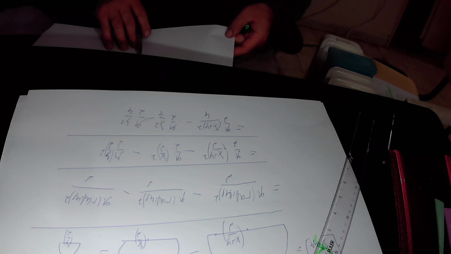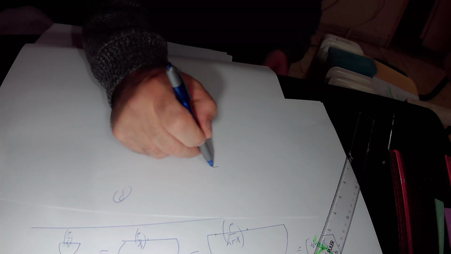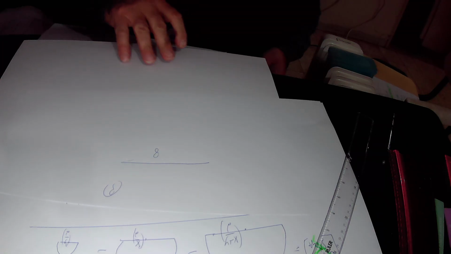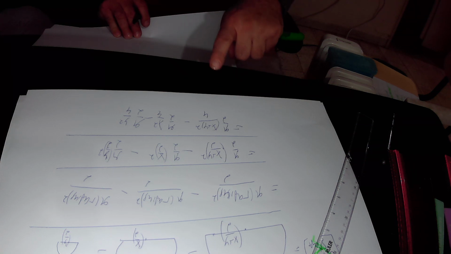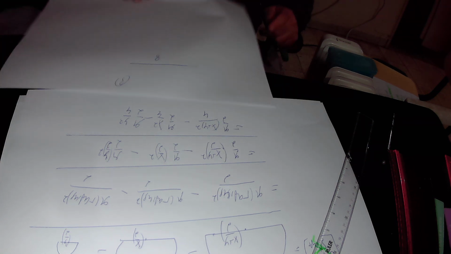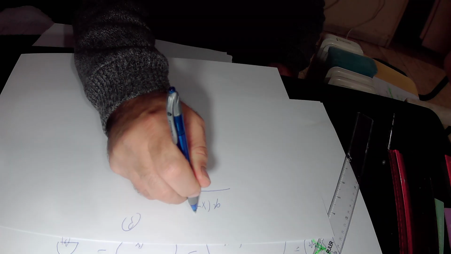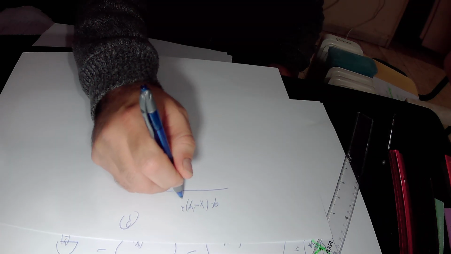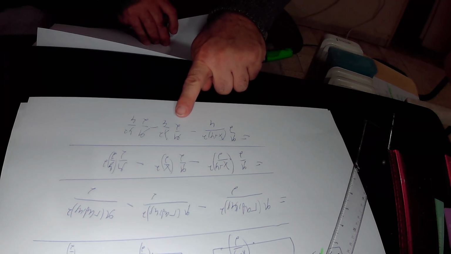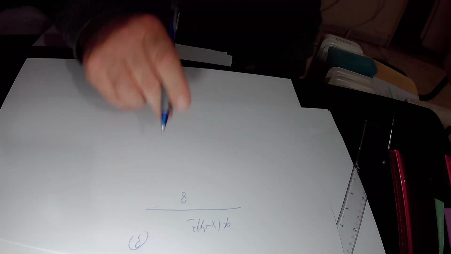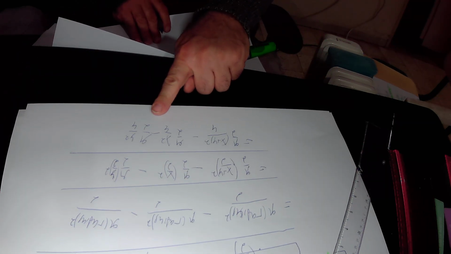So in the denominator we have 8, while in the numerator we have pi times x plus y squared, minus pi x squared, minus pi y squared.